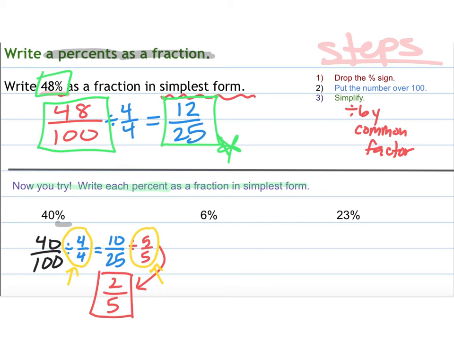6%. Maybe you're ready to try this on your own. 6% means that is 6 per 100. If I want to simplify, I do a common factor. They're both even, so I can divide them both by 2. And I would get 6 divided by 2 is 3. 100 divided by 2 is 50. That means 3/50 is the same as 6%.